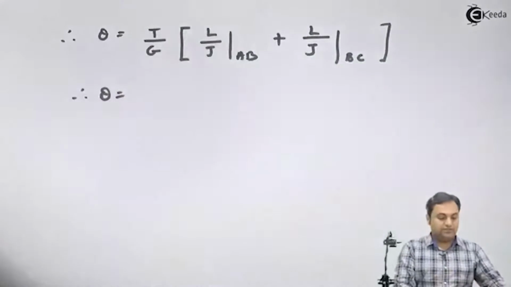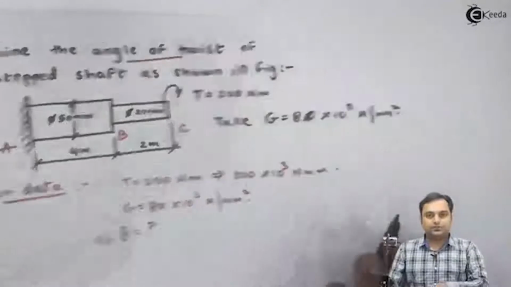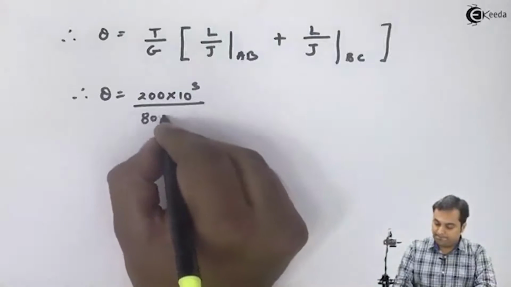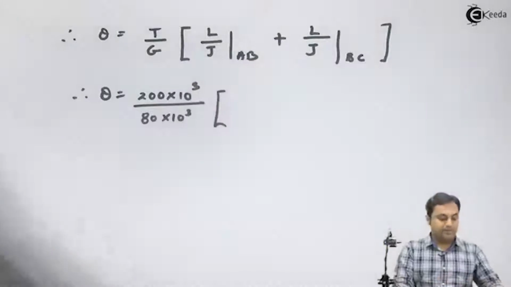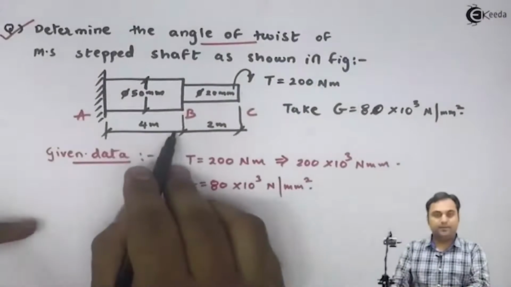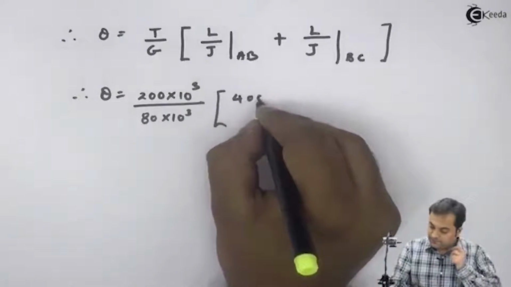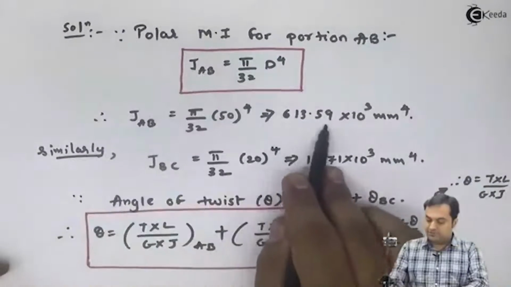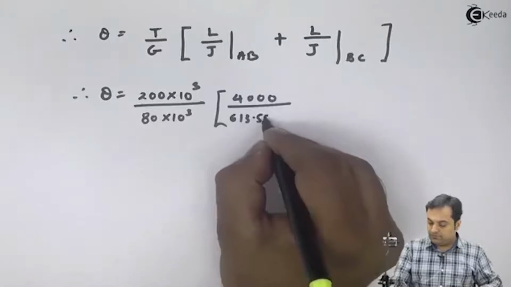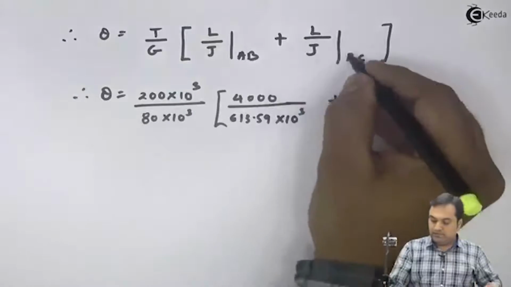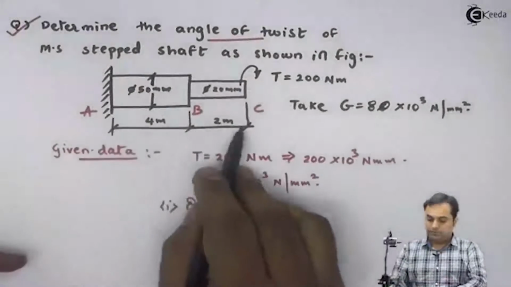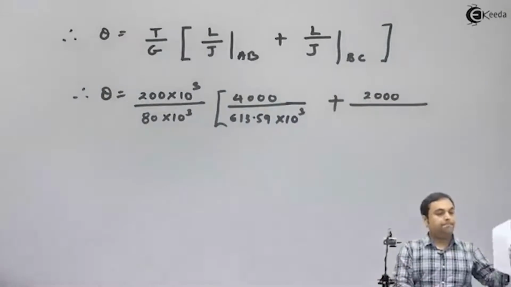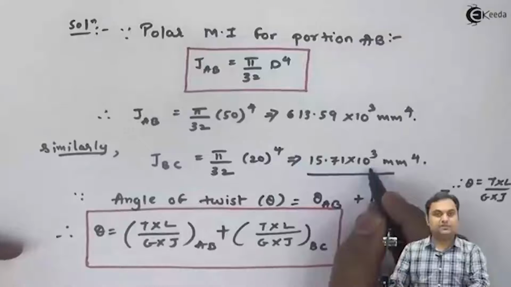Therefore, theta is equal to, T value is given in the question. It is 200 into 10 raised to 3. Value of G, it is 80 10 raised to 3. Length of AB portion is 4000 mm because it is 4 meter. So 4000 divided by J, we have already calculated. In portion AB, the J value is 613.59 into 10 raised to 3, plus length of portion BC, that is 2000 mm, divided by J for portion BC. The polar moment of inertia is 15.71 into 10 raised to 3.